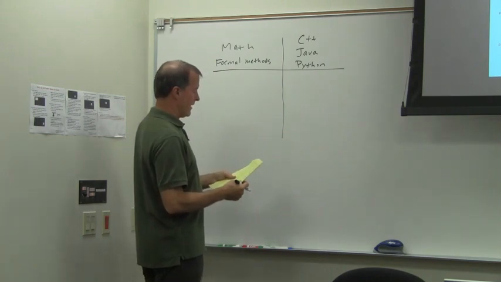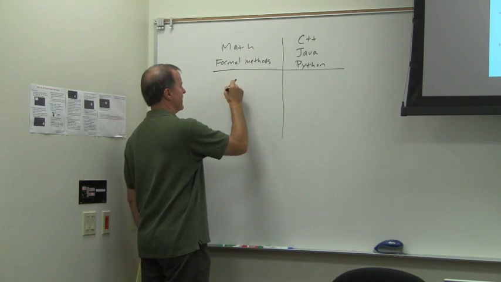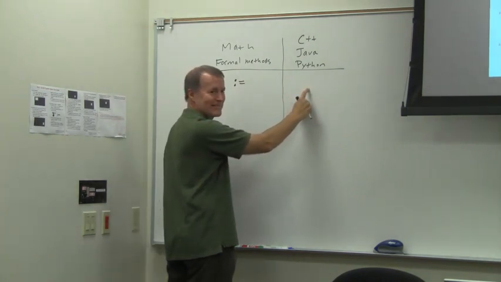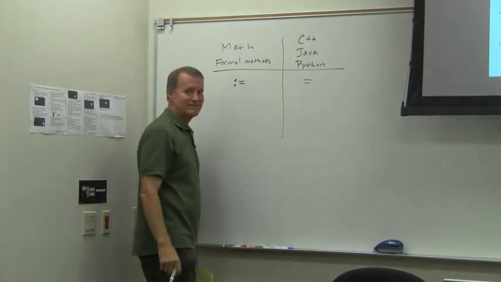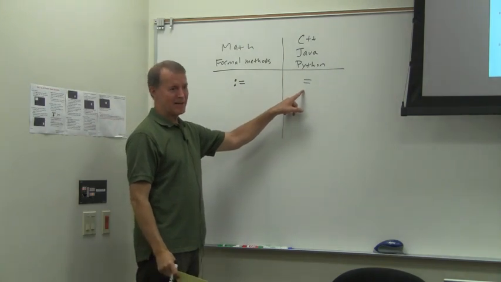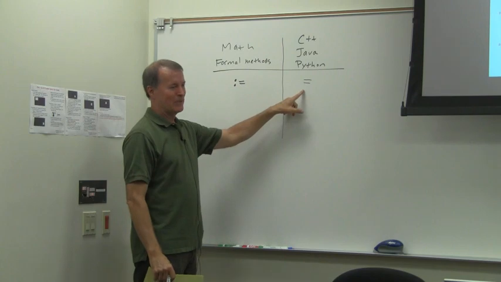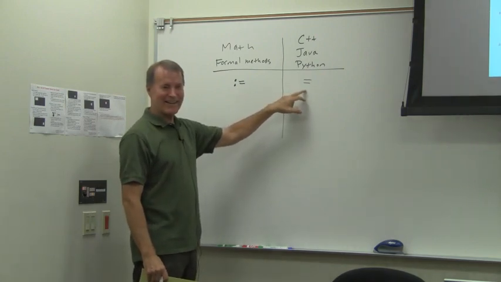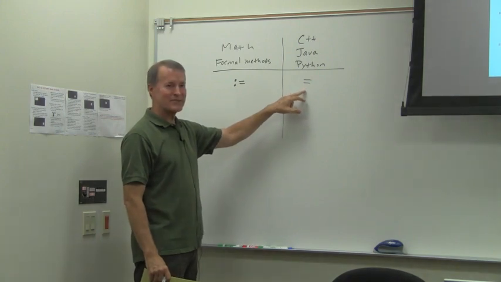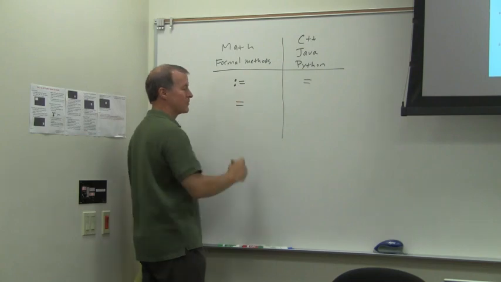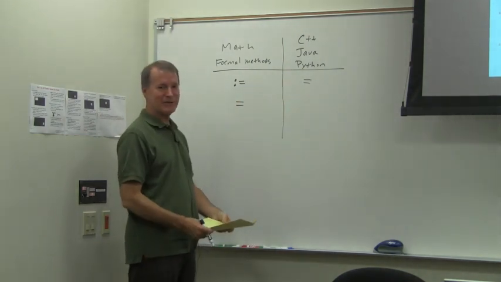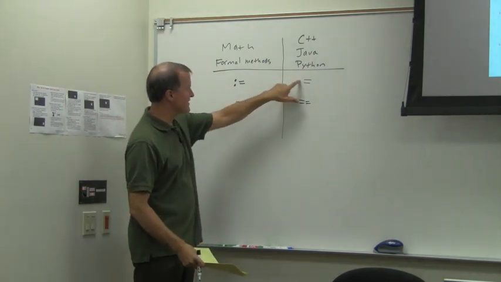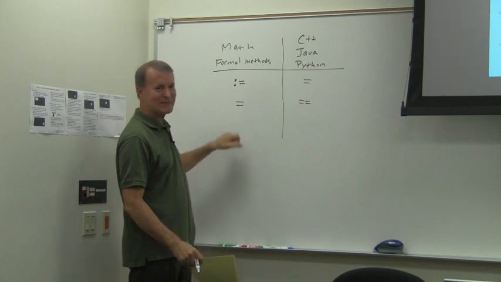In math and in formal methods, this is the assignment statement. Guess what it is in C++ and Java? It's the equal sign. And that is really, really bad. If I could go back and rewrite history, I would force them not to have done this. Because how do you say equals in these programming languages? It's this. Now look what's so confusing about this. This is the assignment statement, but it's the same symbol for equals in math and in formal methods.